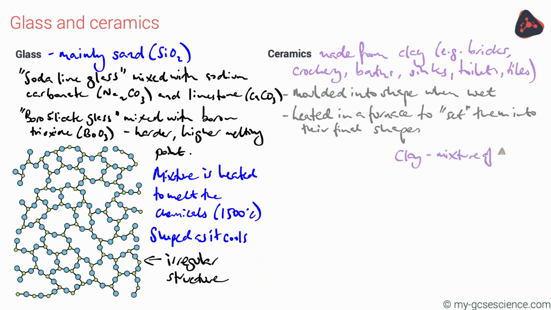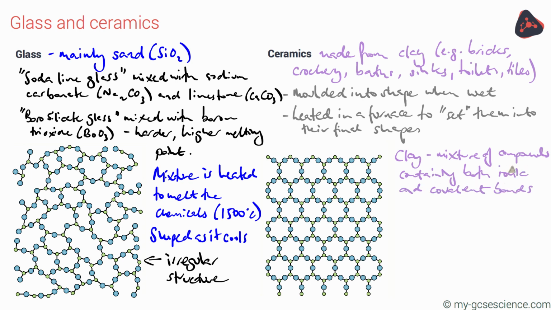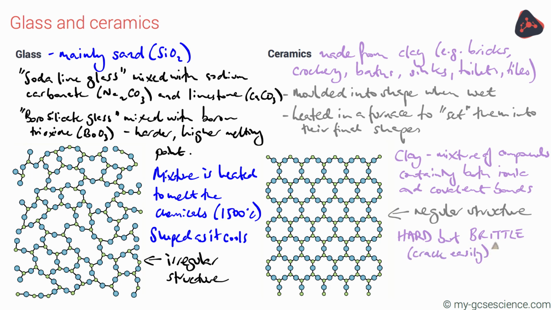Clay is made up of a mixture of compounds that contain both ionic and covalent bonds, and when it goes from wet to dry in the furnace, a regular crystalline structure is produced, where the atoms and compounds are held together by strong bonds throughout the ceramic. This structure makes it really hard, but also quite brittle, meaning that it can crack easily.